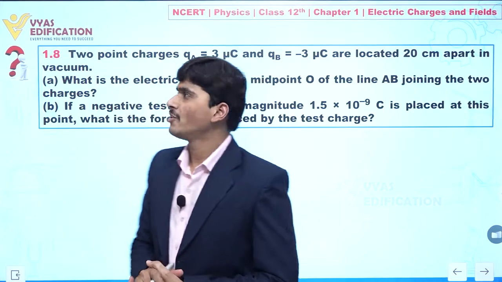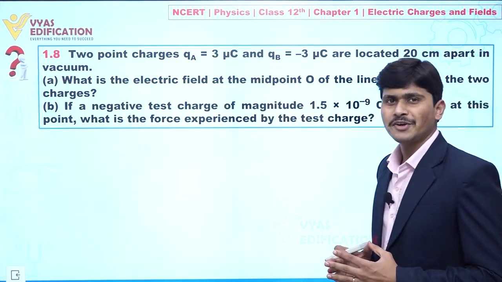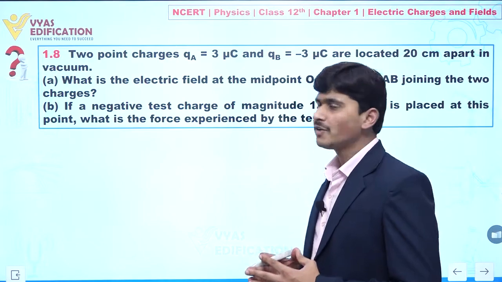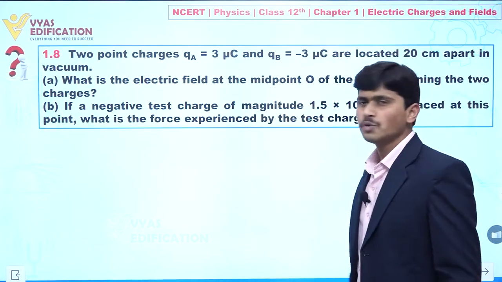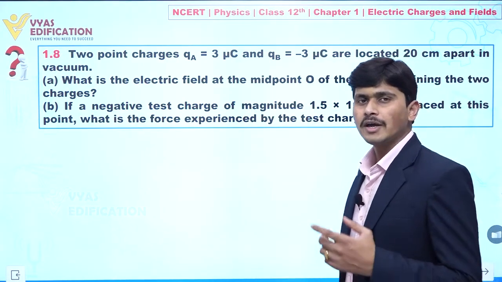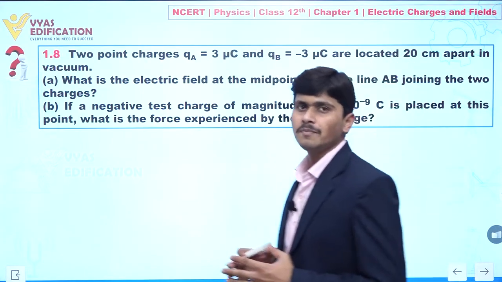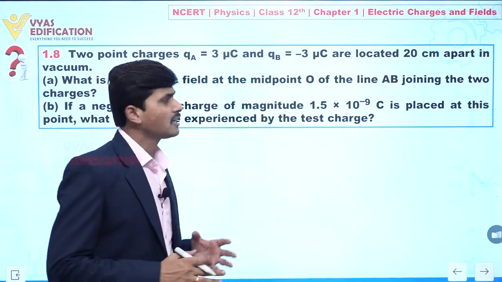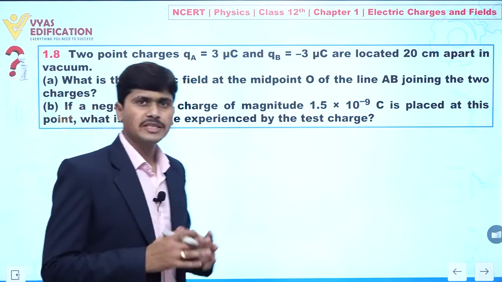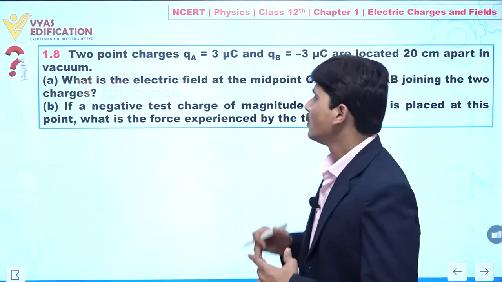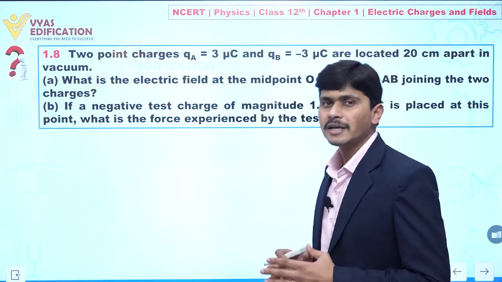Now dear student, we are going to discuss question number 1.8. In this question, two point charges, QA, that is 3 microcoulomb, and QB, minus 3 microcoulomb, are placed 20 centimeter apart in vacuum. This is given in the question.